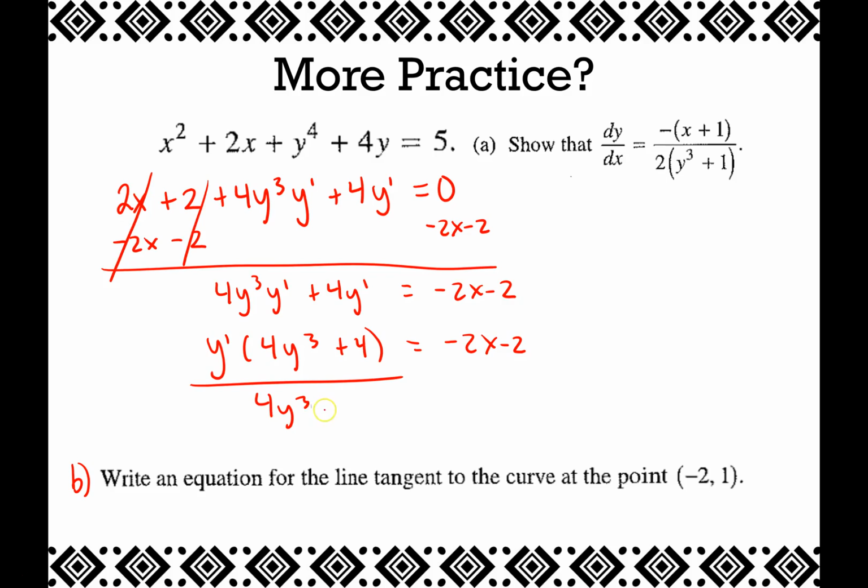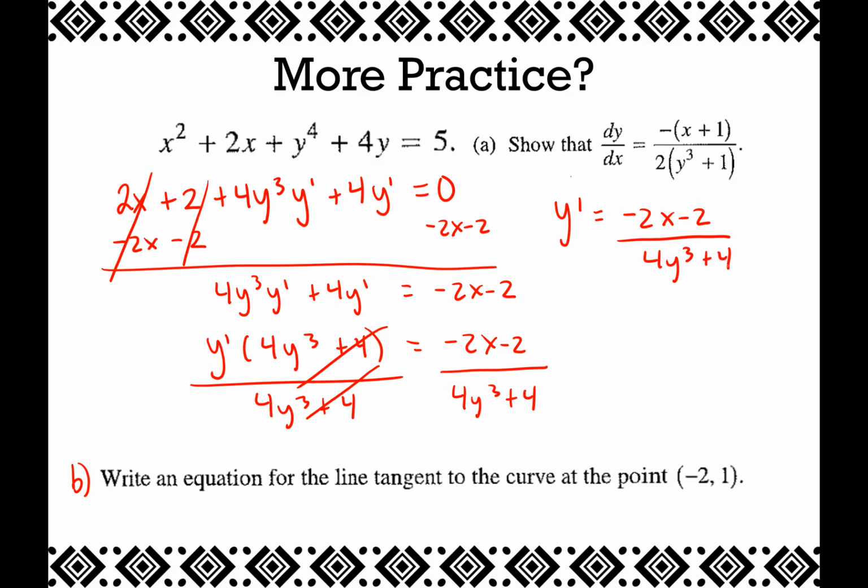Divide by 4y cubed plus 4. Cancels, cancels. So I'm left with a y prime is equal to a negative 2x minus 2 over 4y cubed plus 4. Now you might see here that this does not match what we want, but we can factor and simplify and we see that we will have a match. So I'm going to pull out a negative 2 in the numerator, and then I'll have an x plus 1. And then I'm going to pull out a 4 in the denominator, and I will have a y cubed plus 1. Okay, well in this case I can divide both of these by 2.